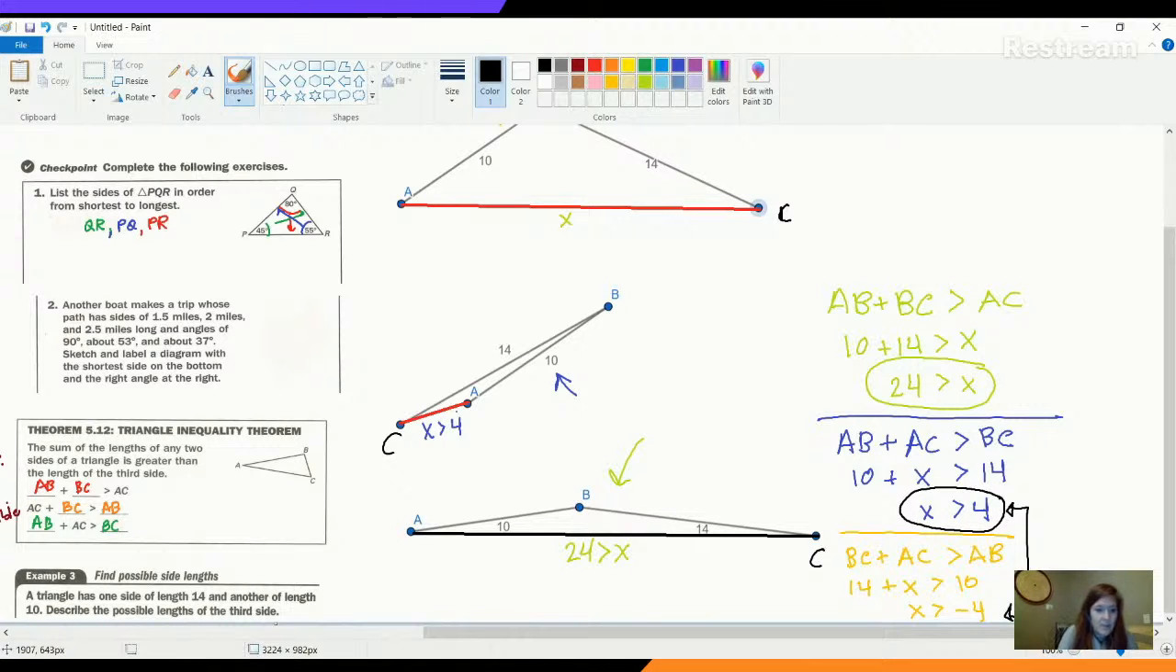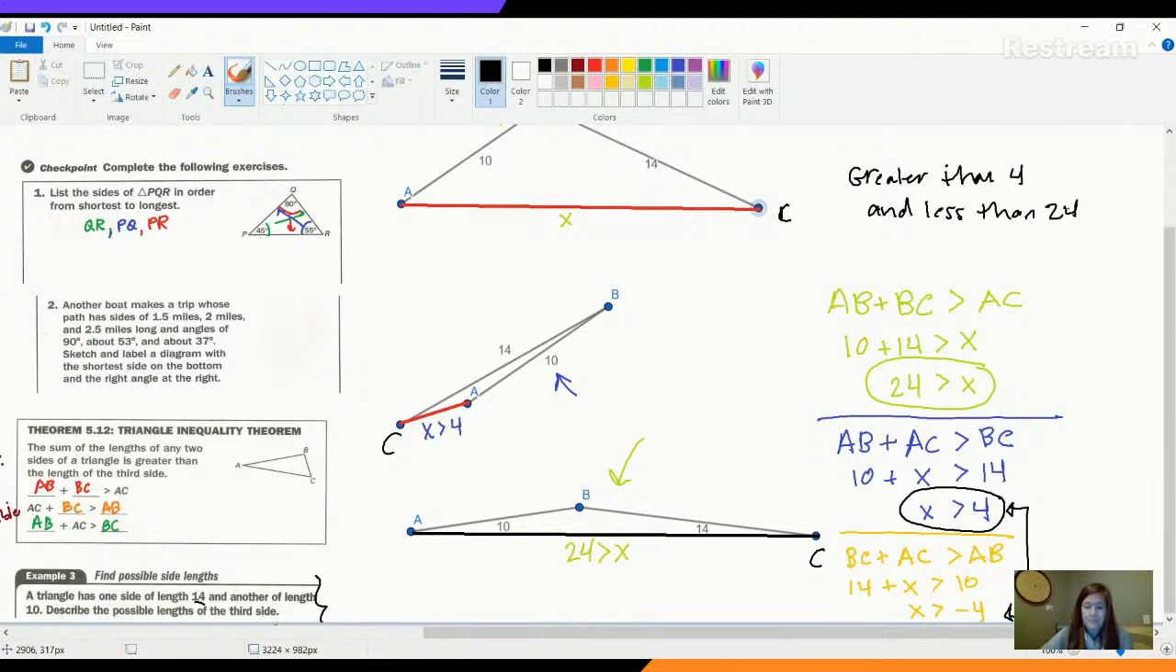So if I want to go back to my question, describe the possible lengths of a third side of a triangle that has side lengths of 14 and 10, right? That third side would have to be greater than 4 and less than 24, right? So in order to make a triangle that has side lengths of 10 and 14, the third side has to be greater than 4 and less than 24. It's not an either or, it has to be both.